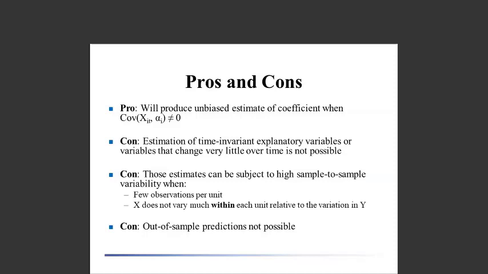causal effects. But those estimates can be subject to high sample-to-sample variability when there are few observations per unit and when there's limited variability within each unit relative to the variation in Y. And what that latter point implies is that when most of the variation in our outcome variables comes from variability between subjects as opposed to within subjects, simulations have shown that fixed effects estimators don't perform well and that standard errors can be very high in some of these cases.